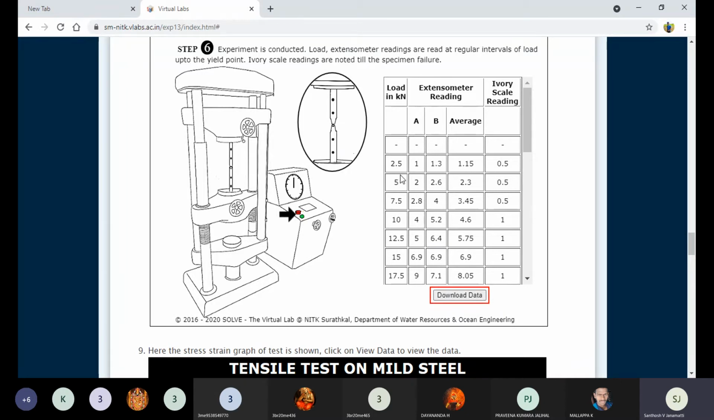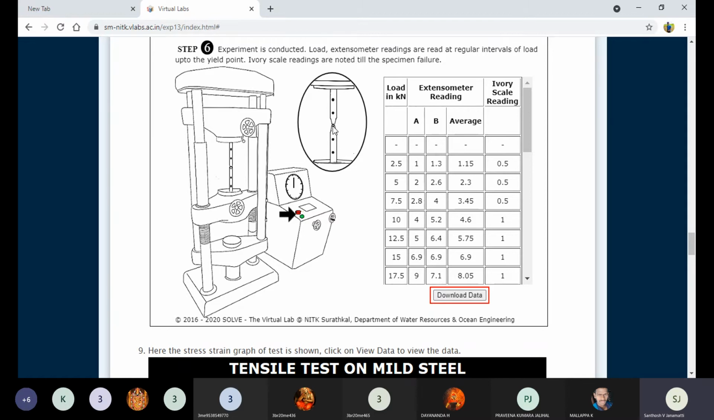So you can gradually collect all these readings of deformations and loads till the fracture takes place. As the load increases, definitely deformation takes place. The cross-sectional area of the sample will be reduced, and the length of the sample will increase. At a certain point, most commonly somewhere in the middle, the cross-sectional area will be reduced. So a neck will be formed.